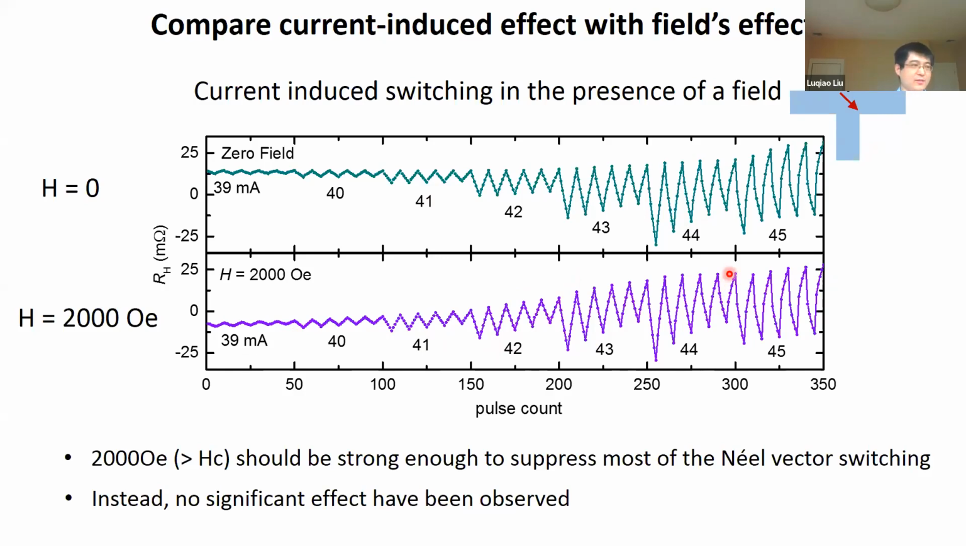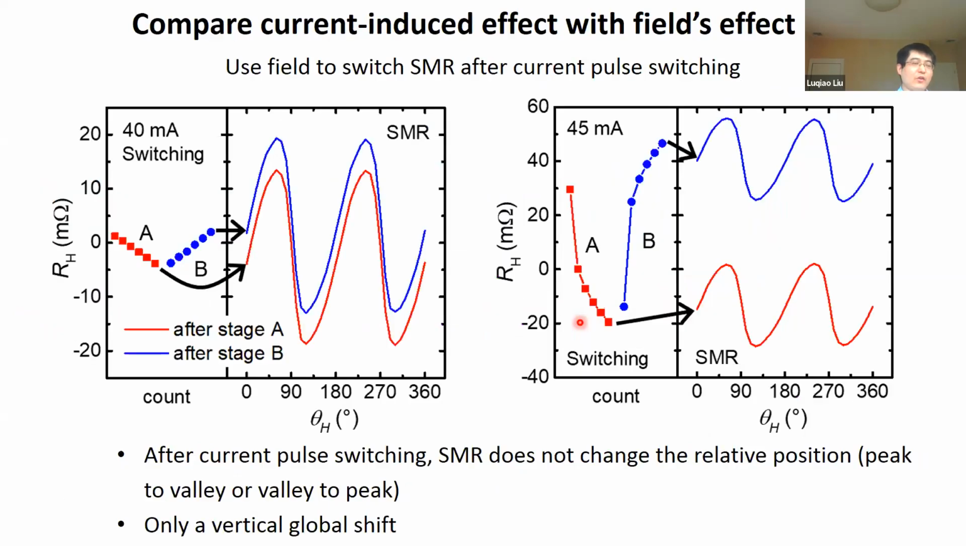although the magnitude is not small, because we know from our previous magnetic measurement that 2000 Oersted is already larger than the coercive field or larger than the spin-flop field, which in principle should be strong enough to suppress most of the Néel vector switching. But surprisingly, the field does not play a significant role. So this casts some doubt on the magnetic origin of this kind of observed resistance switching.